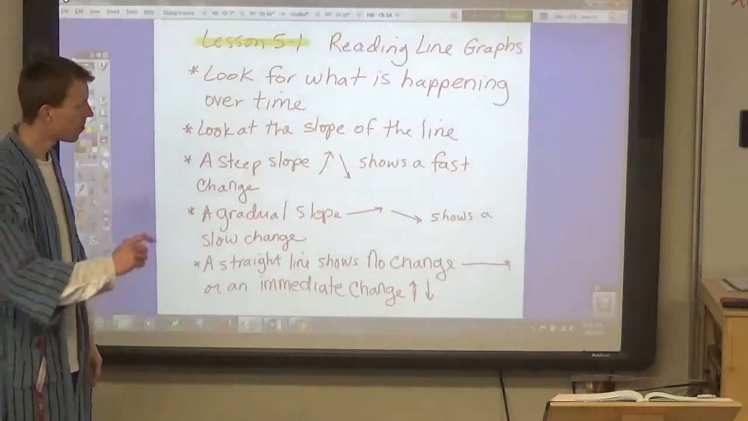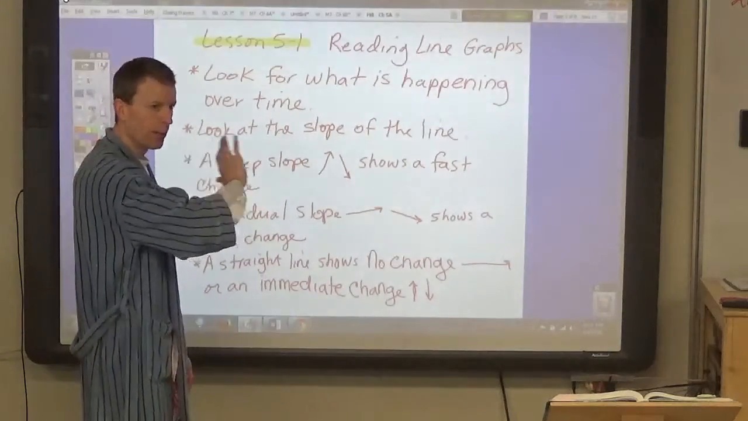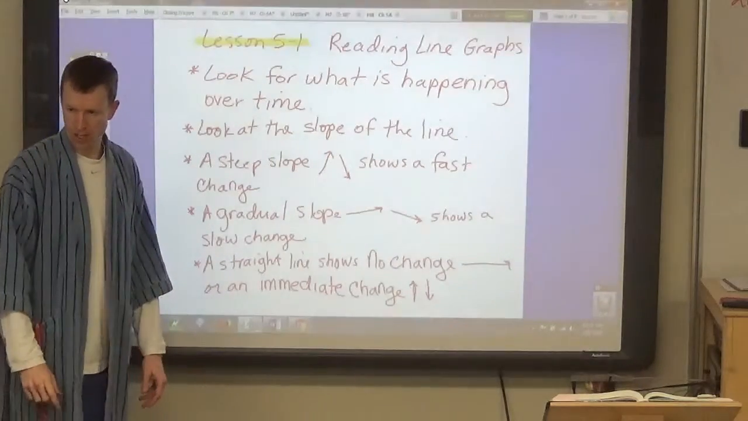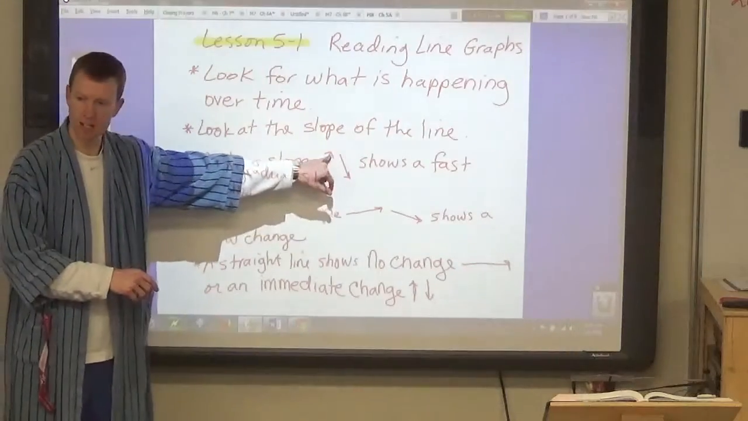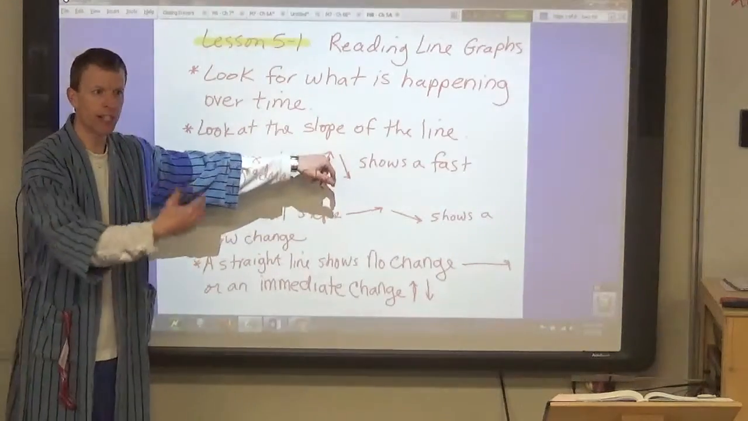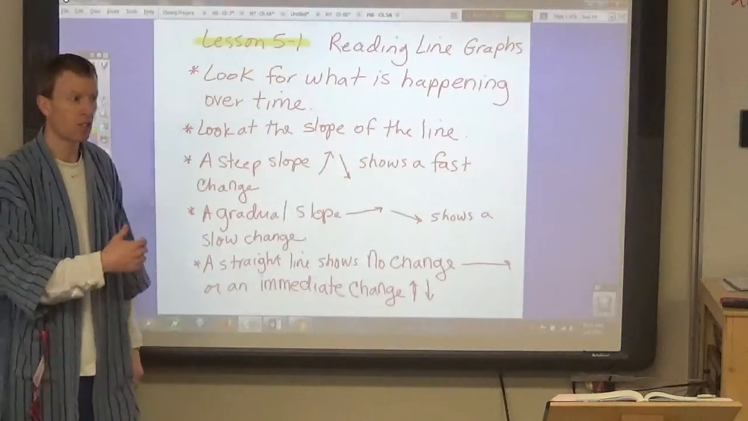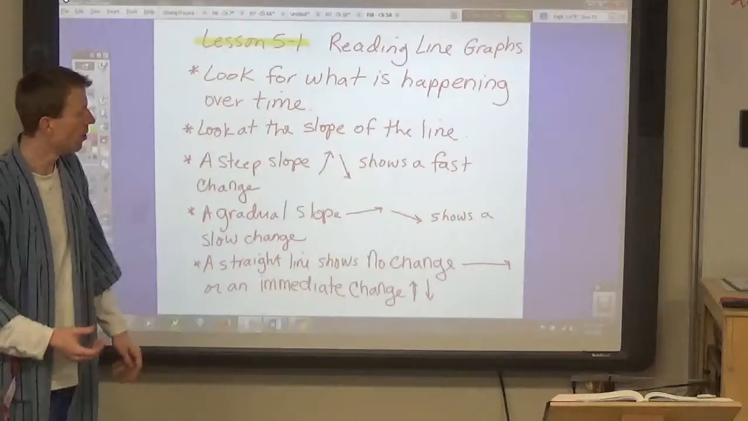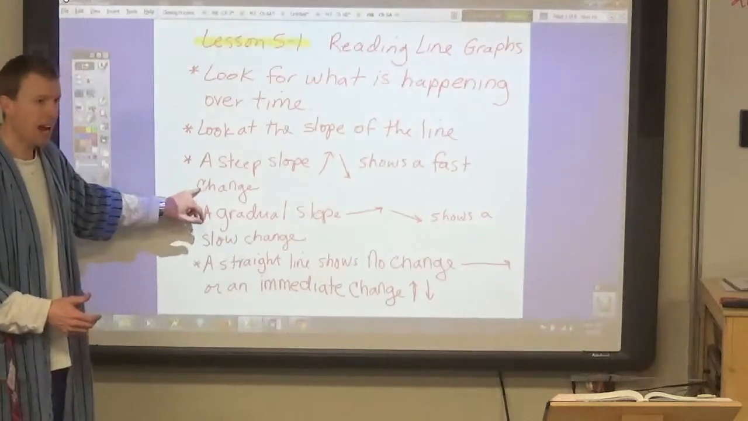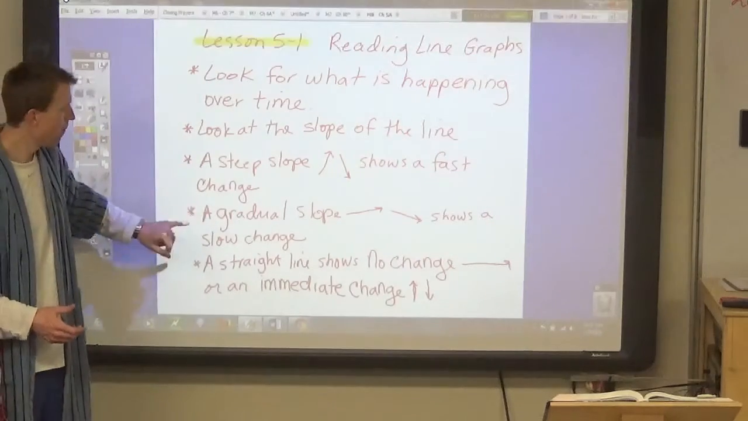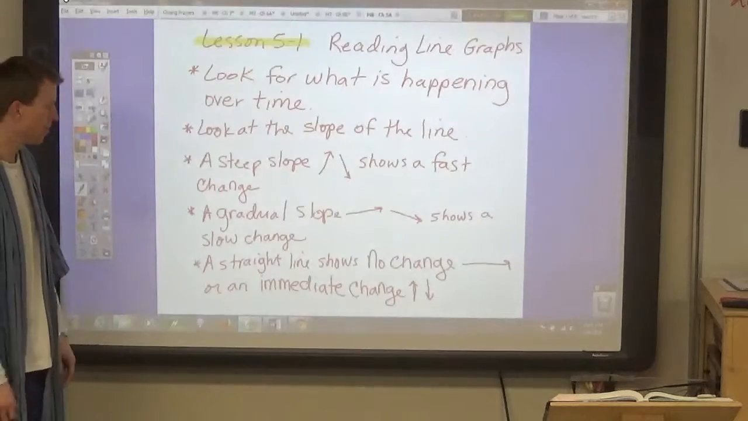Okay? When you're reading a graph, just like when you're reading a book, you would want to read it going to the right, okay? And so if the line is going up as it's moving to the right, that's called a positive slope. It means something is increasing over time. Or if it's going down to the right, then it's called a negative slope, or a negative correlation. If it's really steep, it shows a fast change. If it is a gradual slope, that's showing a slower change.